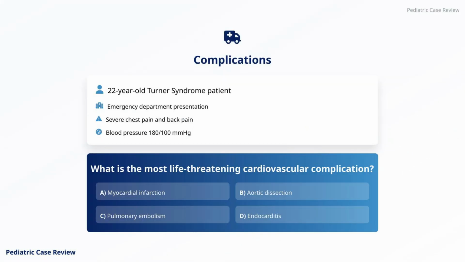A 22-year-old Turner syndrome patient presents to the emergency department with severe chest pain and back pain. Blood pressure is 180/100 millimeters of mercury. What is the most life-threatening cardiovascular complication? Option A, myocardial infarction. Option B, aortic dissection. Option C, pulmonary embolism. Option D, endocarditis.